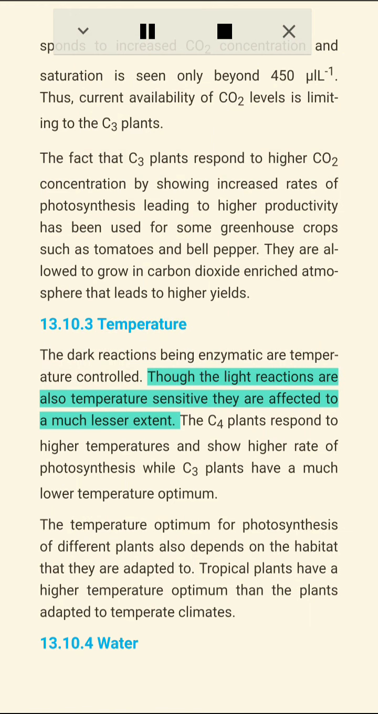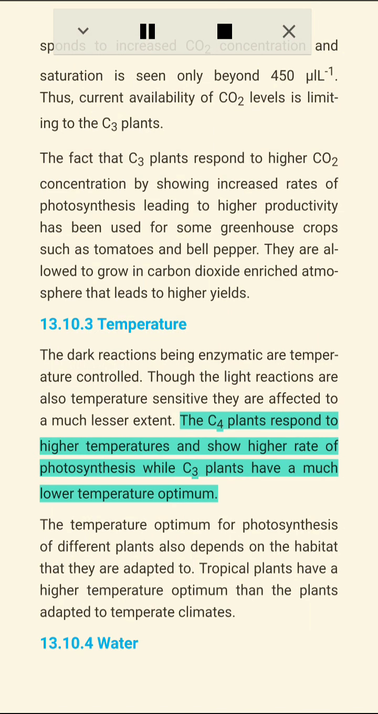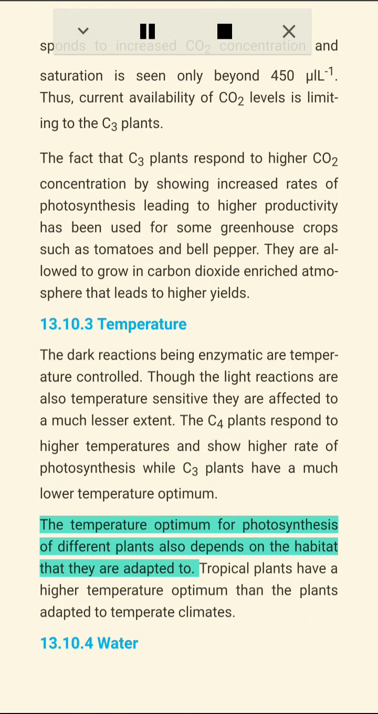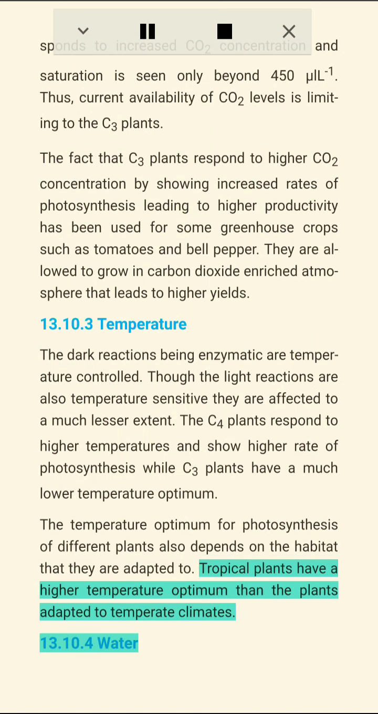13.10.3 Temperature. The dark reactions being enzymatic are temperature controlled. Though the light reactions are also temperature sensitive, they are affected to a much lesser extent. The C4 plants respond to higher temperatures and show higher rate of photosynthesis while C3 plants have a much lower temperature optimum. The temperature optimum for photosynthesis of different plants also depends on the habitat that they are adapted to. Tropical plants have a higher temperature optimum than the plants adapted to temperate climates.